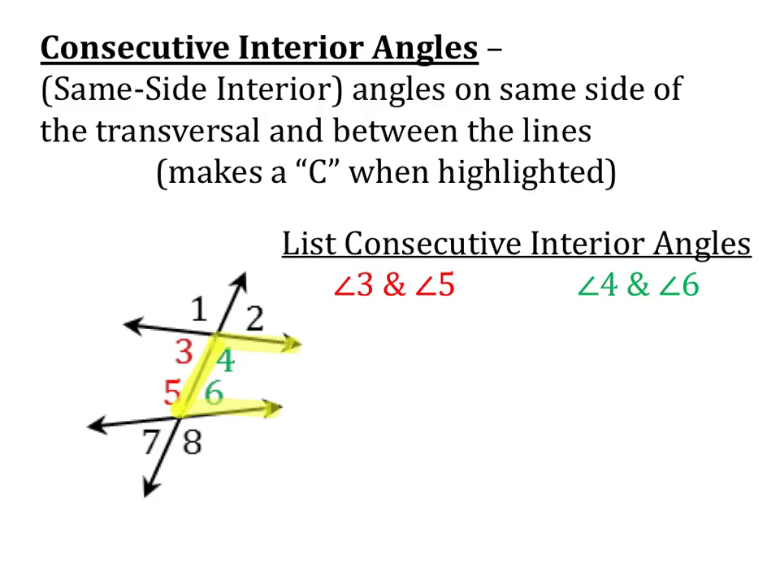We see that we have a C. It may also look like an N or a U depending on how your paper is turned, but these two are both inside the C together.